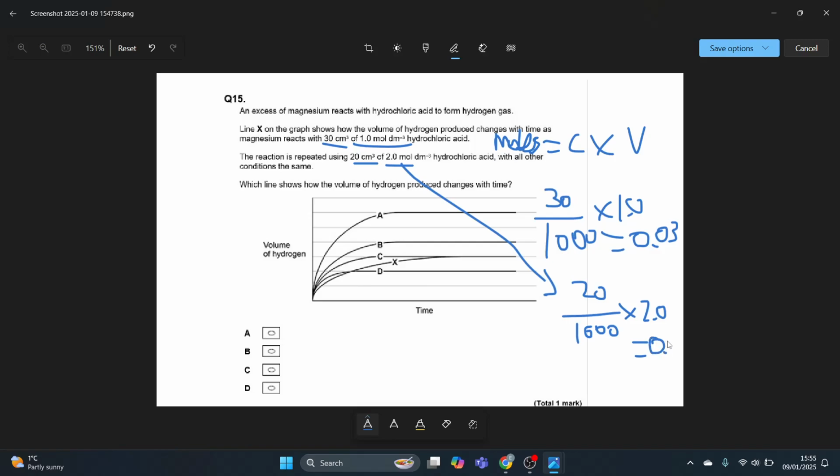Now, if we read carefully what the question says, line X shows how the volume of hydrogen changes with 0.03 moles. Line X, you can see it, plateaus, and it's the exact same as C here. So it's right here, and this is 0.03 moles. Which line shows the new reaction? Well, it's going to be the one with 0.04 moles, right? We can clearly see that it's going up by 0.01 moles: 0.01, 0.02, 0.03, and therefore that will be 0.04, and therefore the answer is B.